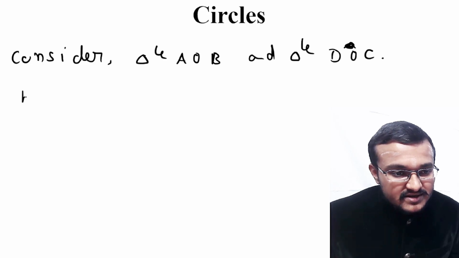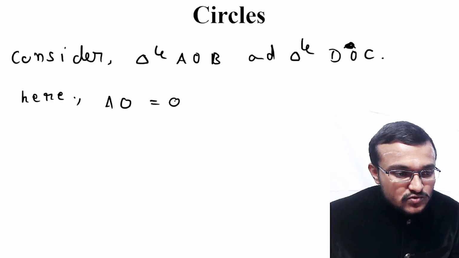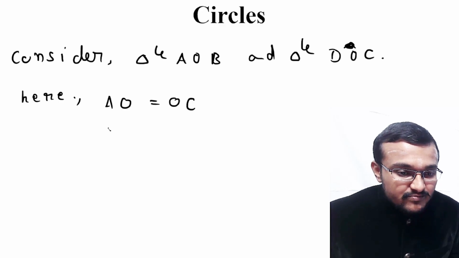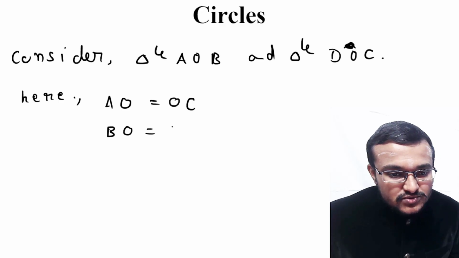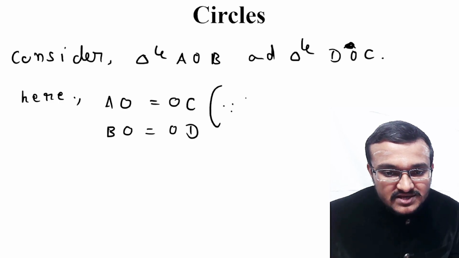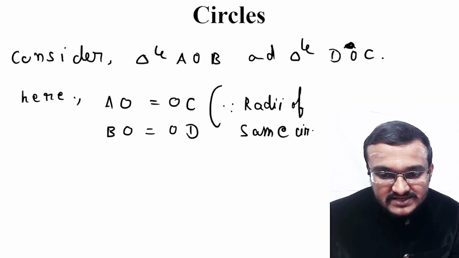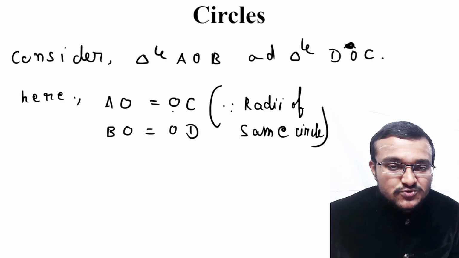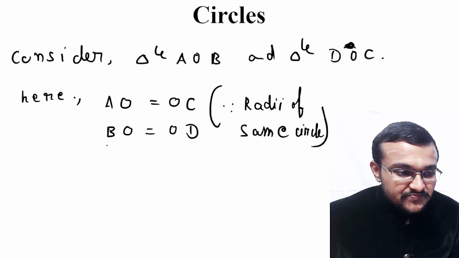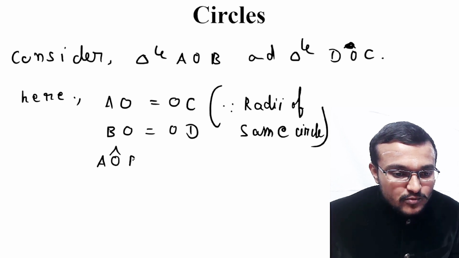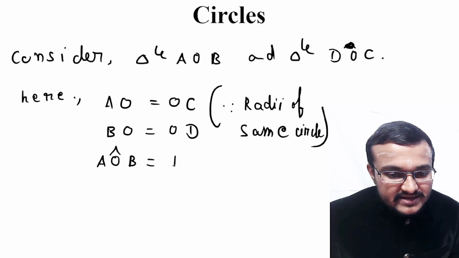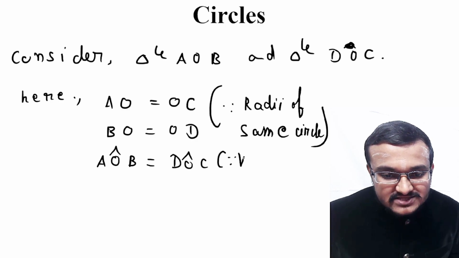So here AO is equal to OC and BO is equal to OD. This is because they all act as radii of the same circle. And angle AOB is equal to angle DOC because they act as vertically opposite angles.